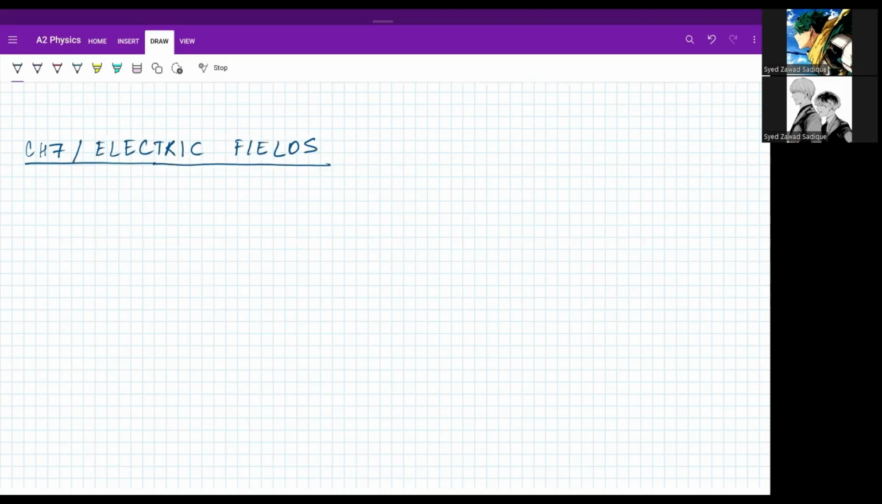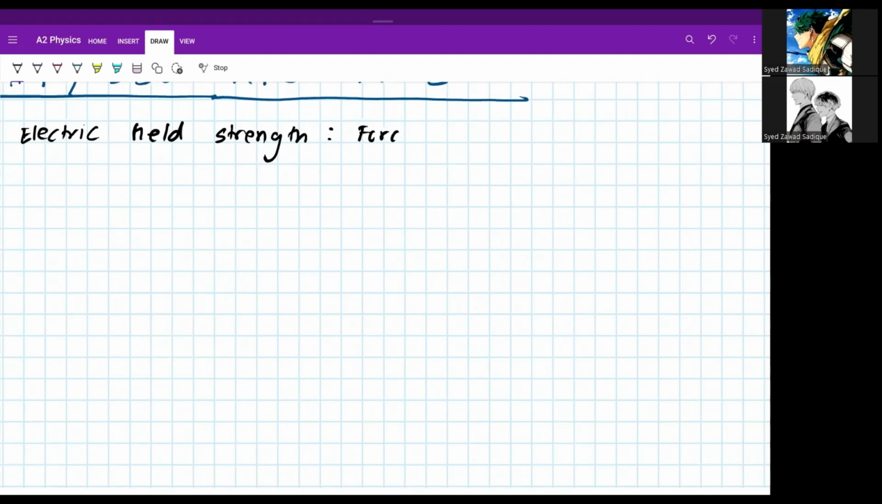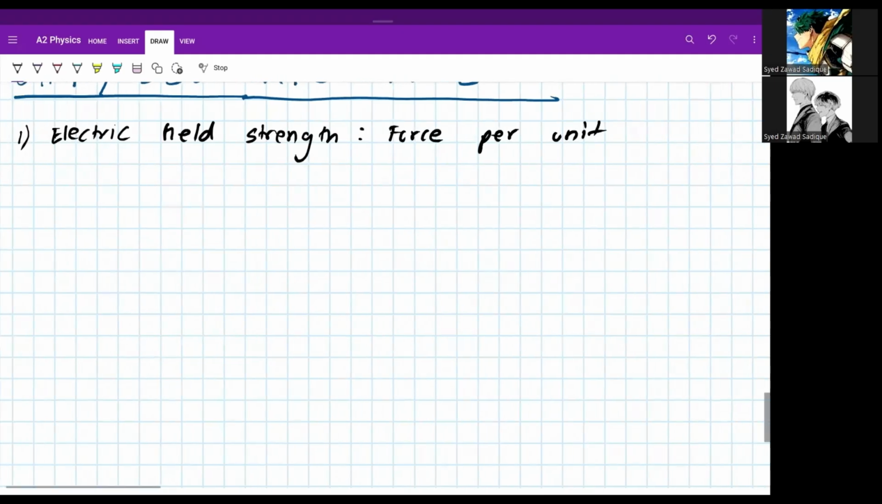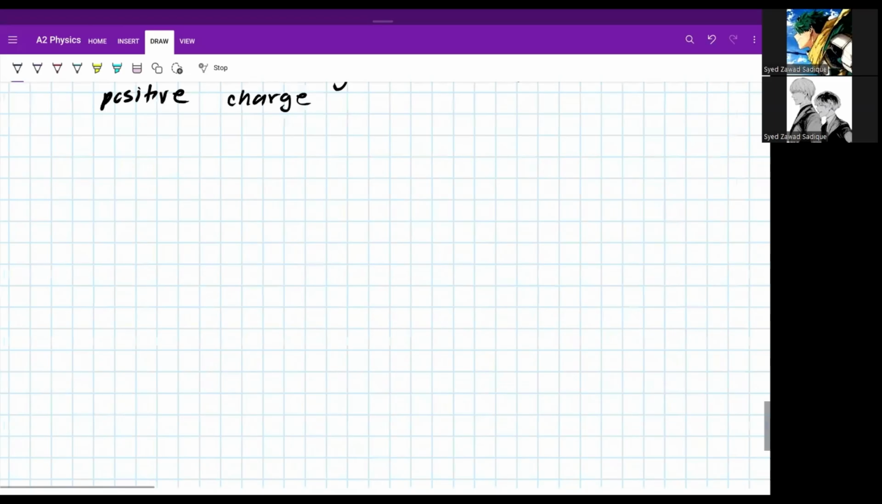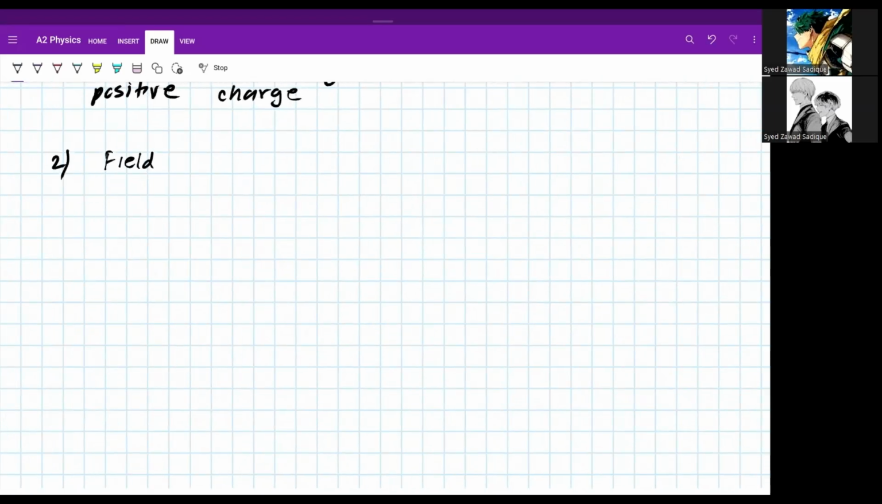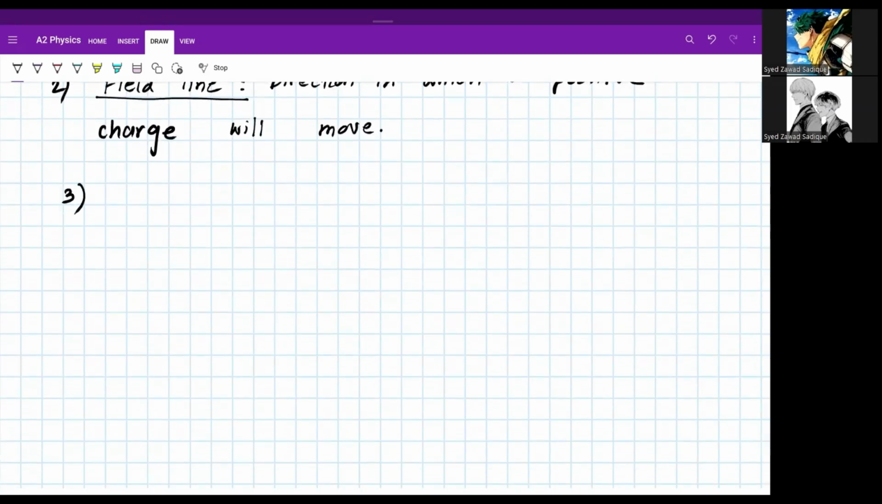Okay. So, electric fields, the definitions that we'll be going through are: one, electric field strength: force per unit positive charge; then two, field line: direction in which a positive charge will move. Three is electric potential at a point.